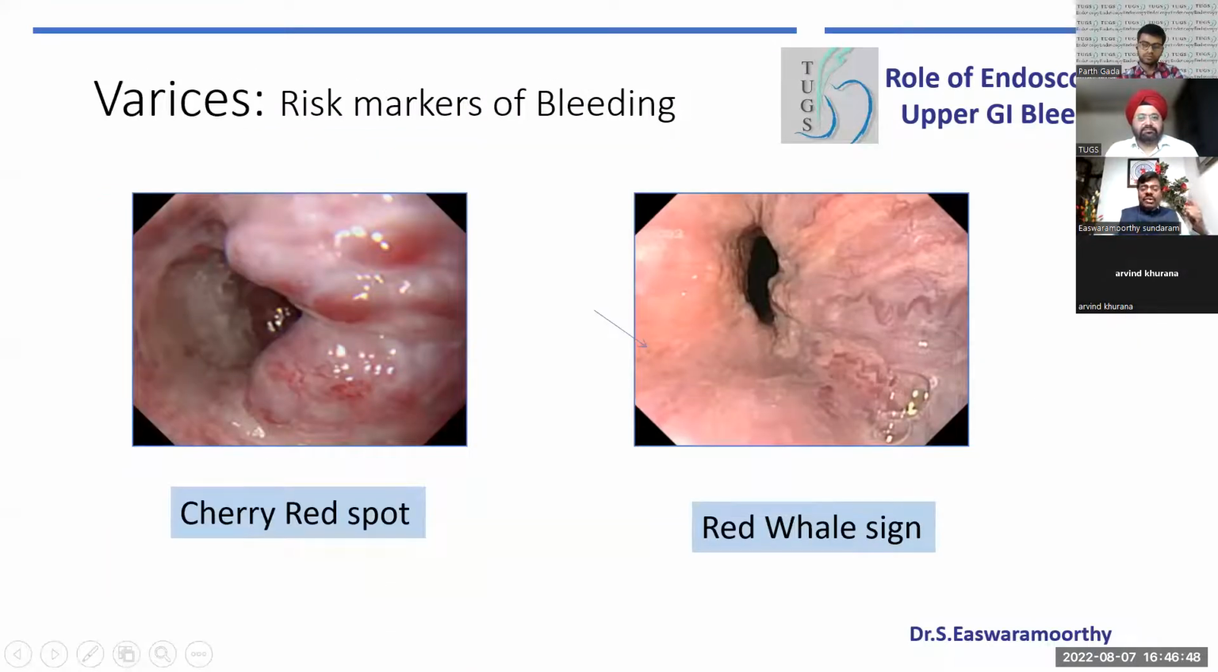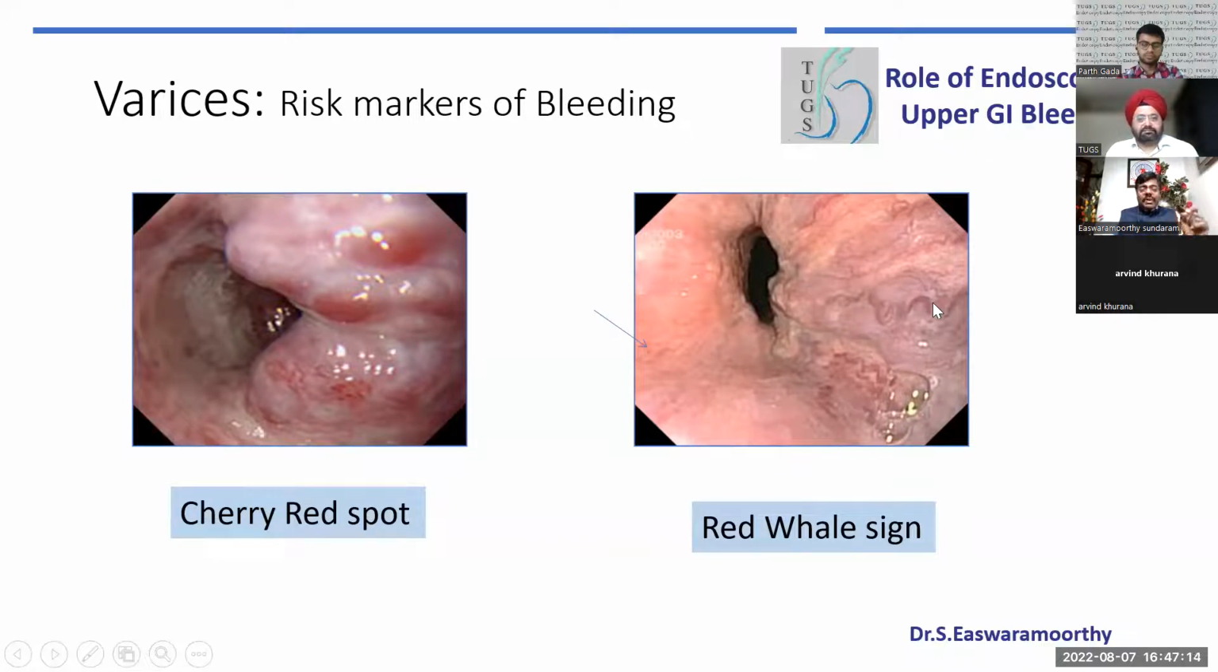Coming to the two things I want everybody, especially the juniors, to understand: it is not the length of the varices which is important. It is the size, the width of the varices, and what is on the surface of the varices, which are going to be the predictors of whether this particular varices is the cause of bleeding or is going to be the cause of bleeding. That is called risk markers. One, of course, is a cherry red spot, and also the red whale sign.